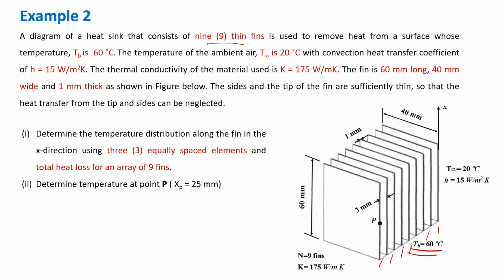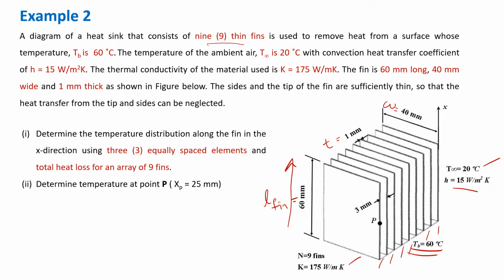The temperature of the ambient air is 20 degrees Celsius with convection heat transfer coefficient h equal to 15 watt per meter square Kelvin. The thermal conductivity of the material used is 175 watt per meter Kelvin. The fin is 60 mm long, 40 mm wide, and 1 mm thick. So therefore, this will be our thickness, and this will be the length of the fin, equal to 60.